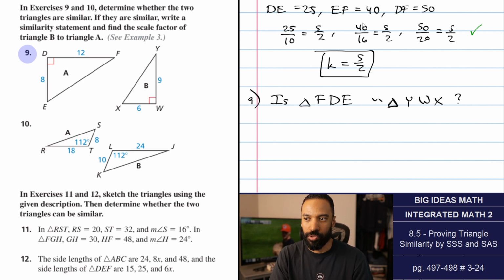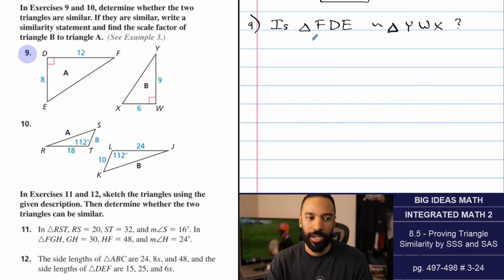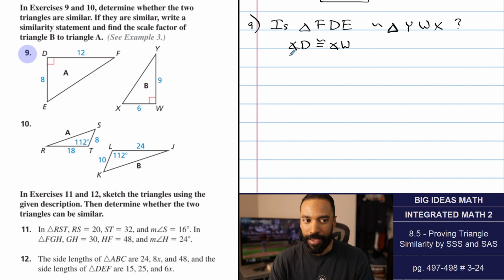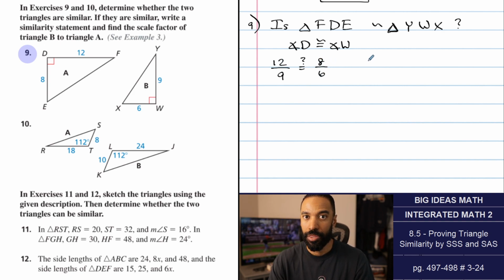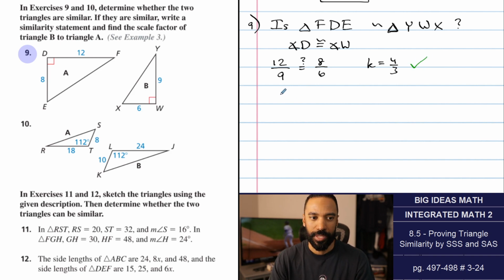As we're doing that test, those are the sides we have to test that are proportional. We know that angle D is congruent to angle W. That's a check for angle. And now we need to see if FD 12, triangle B to triangle A, 12 over 9 is the same thing as 8 over 6. 12 ninths is 4 thirds. 8 sixths is 4 thirds. Divide these by 3, divide these by 2. So K is 4 thirds. So yes, that one checks out as well.